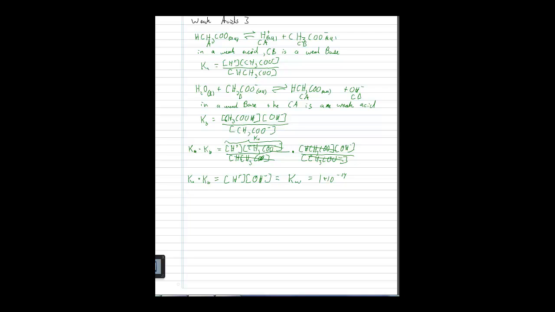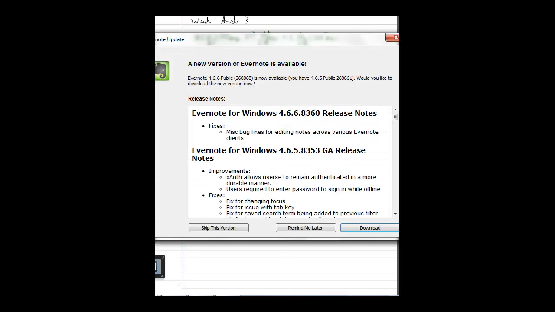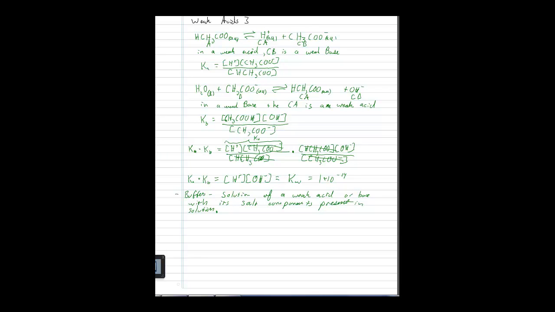I want to move on to talk a little bit about buffers. A buffer is a solution of a weak acid or base with its salt components present in solution. And if they're in a similar ratio, these solutions are resistant to pH change.